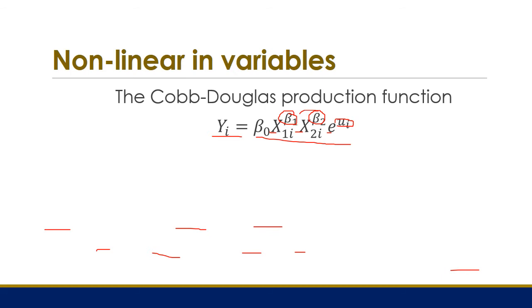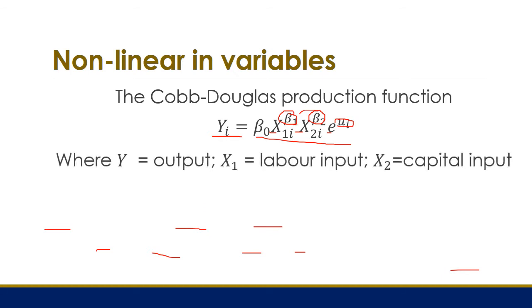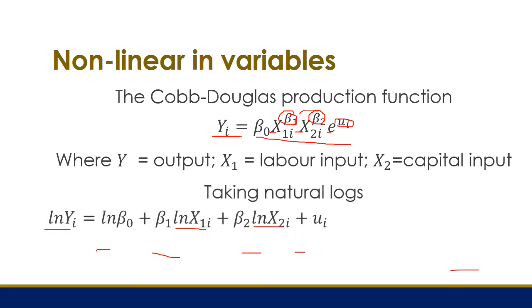And actually, even the error term is in the power of e. So this is a nonlinear model where y is the output, x1 is the labor input, and x2 is the capital input. To transform this model to linear form, we take the natural logarithms on both sides, and this is what we get.